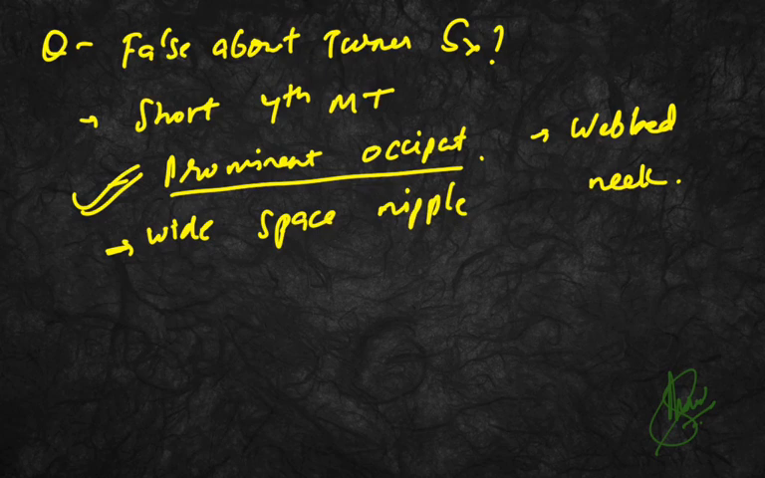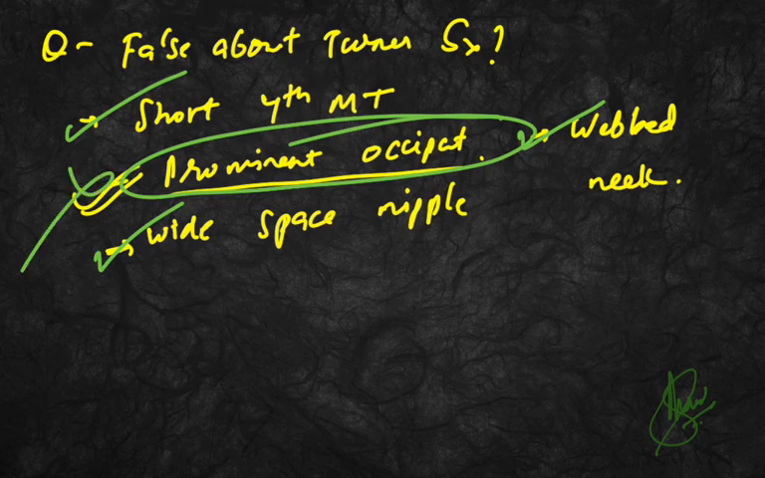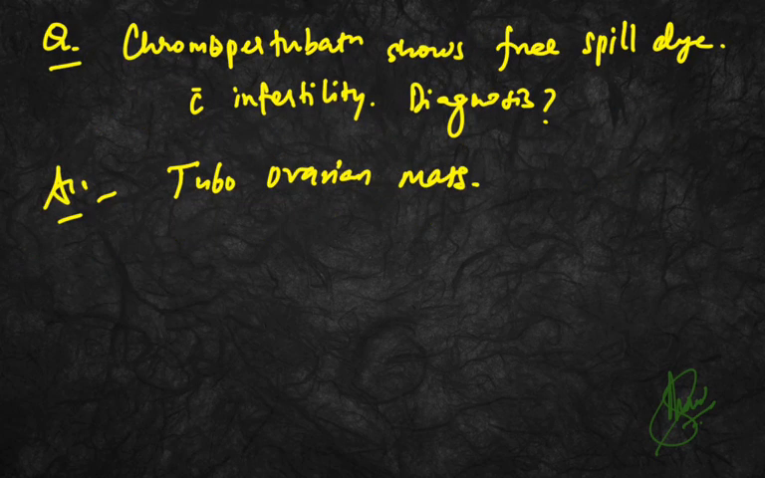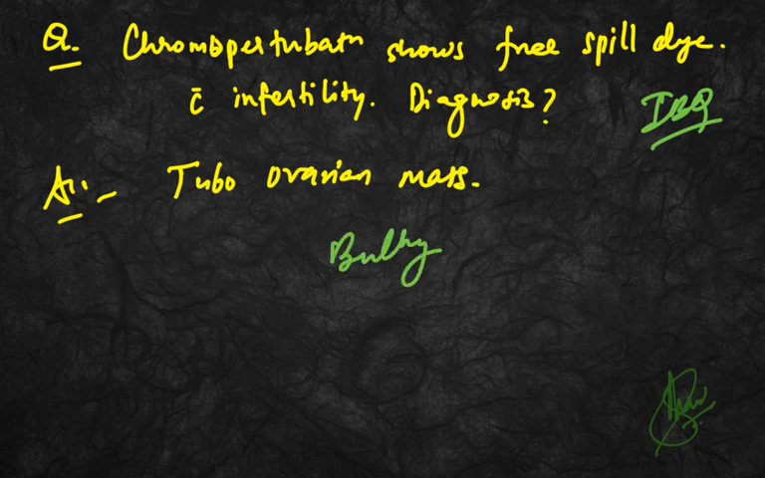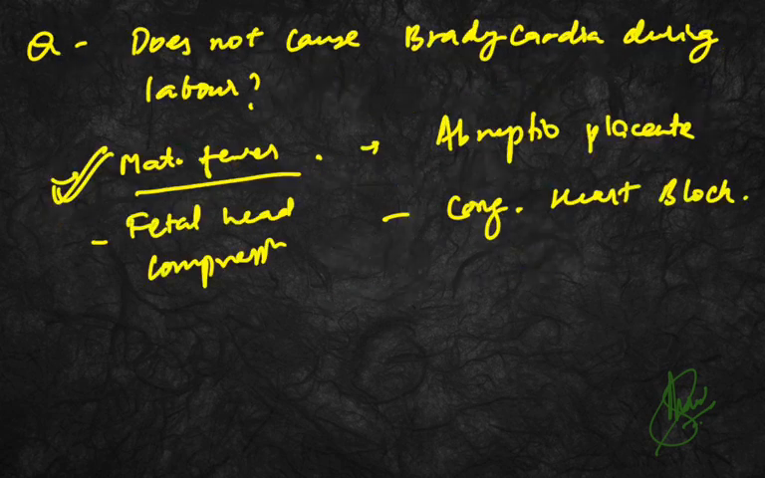False about Turner syndrome. This is a very easy question. Webbed neck is present, wide spaced nipples will be there, short fourth metatarsal will be there for sure. So prominent occiput is the wrong statement, that is the answer. Chromopertubation, the image based question: free spill of dye with infertility. In diagnosis, bulky ovaries are there, so tubo-ovarian mass can be the answer.